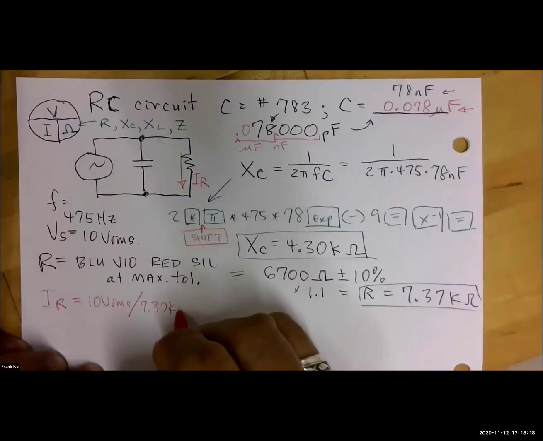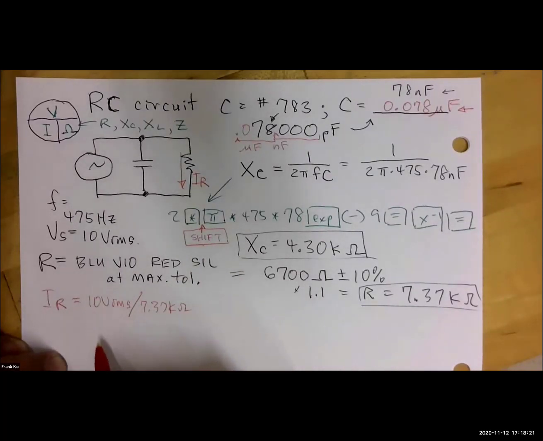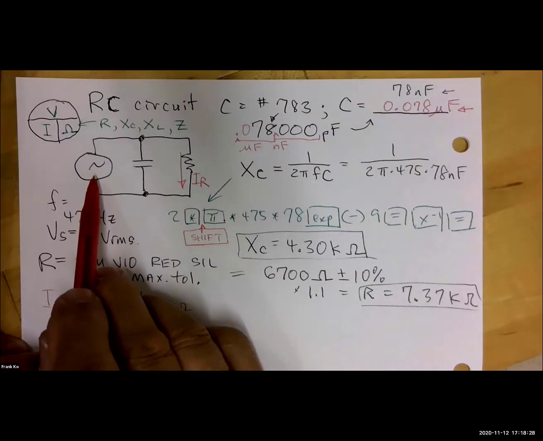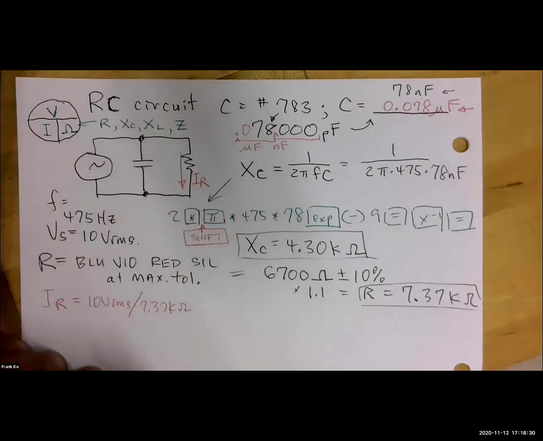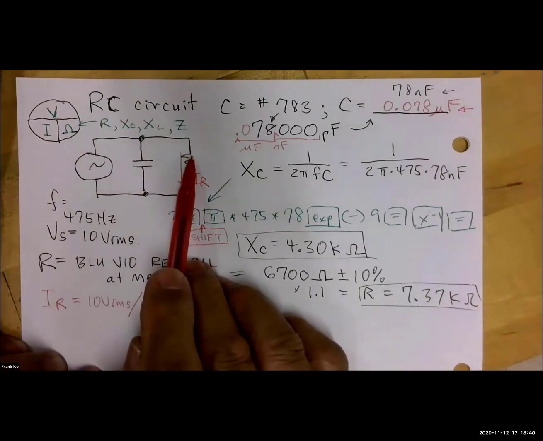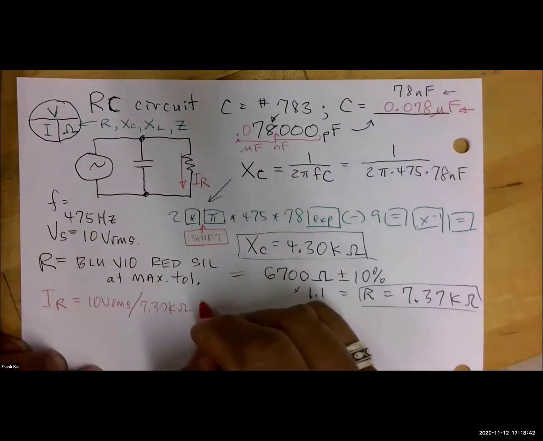You said Ohm's law: 10 volts divided by the resistance we calculated, 7.37 kilo ohms. So where did the 10 volts come from? Our voltage source is given as 10 volts. And what is the physical relationship between the capacitor, resistor, and the voltage source? They are in parallel with each other. So if I have a 10 volt source here, I must have 10 volts across the cap and 10 volts across the resistor. So based on that, can I calculate the current?